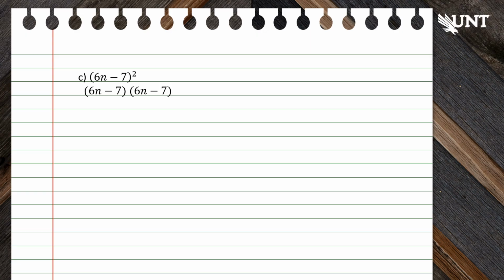Now for this example, I'm actually going to use the box method. So on the side of my paper, because 6n minus 7 is a binomial, I am going to draw a rectangle that includes 2 rows. And then because it's timesing another binomial, I'm going to have 2 columns. And so on the left-hand side, I have 6n for the first row and minus 7 for the second row. For the first column, I have 6n, and for the second column, minus 7.